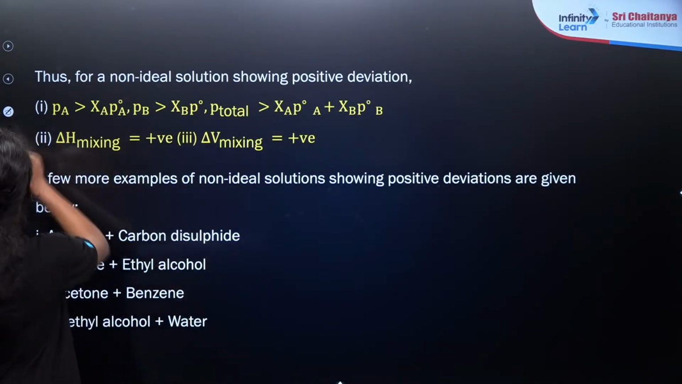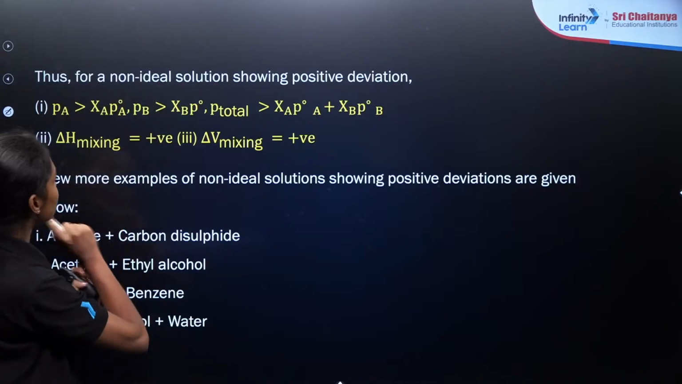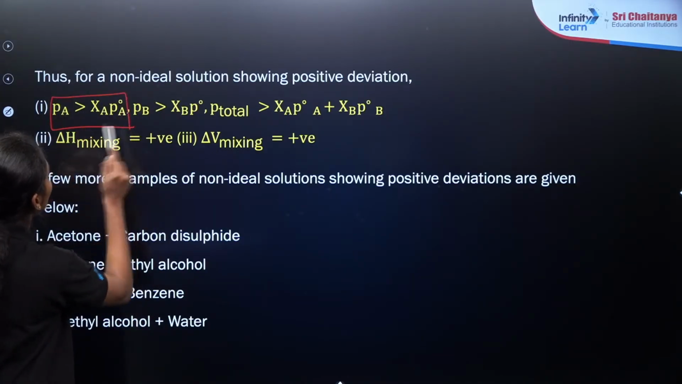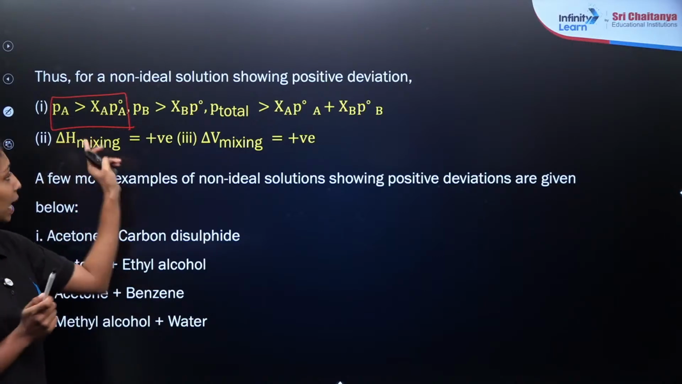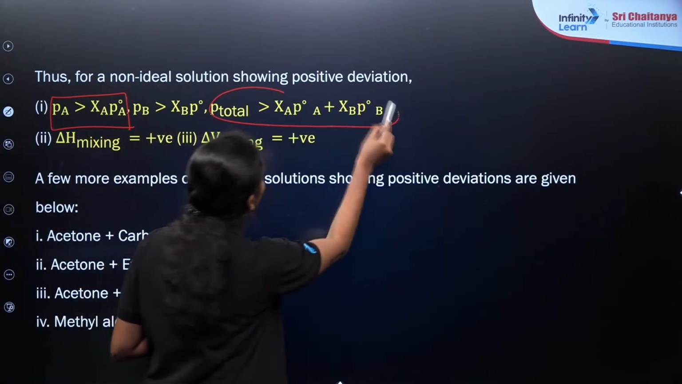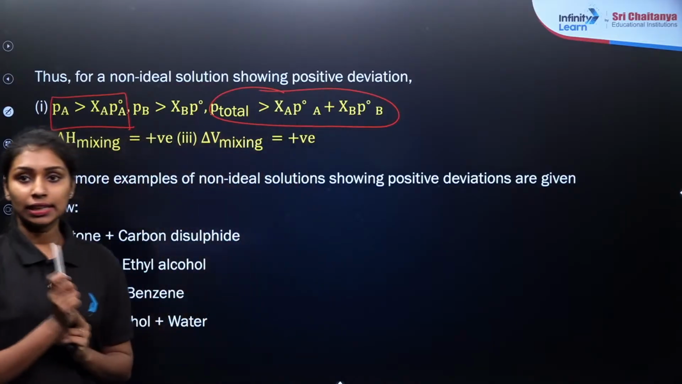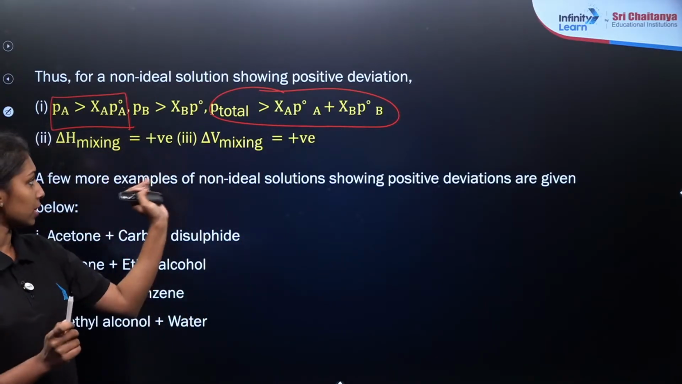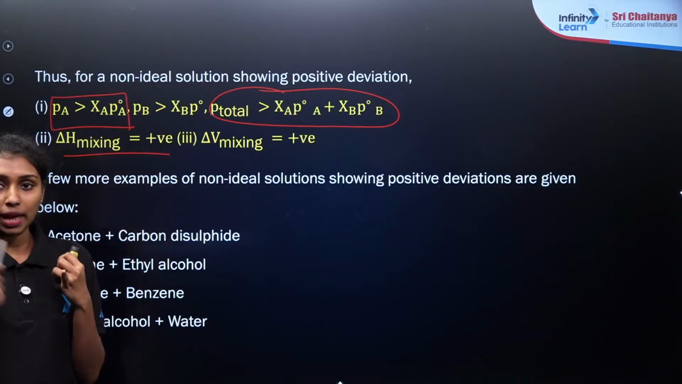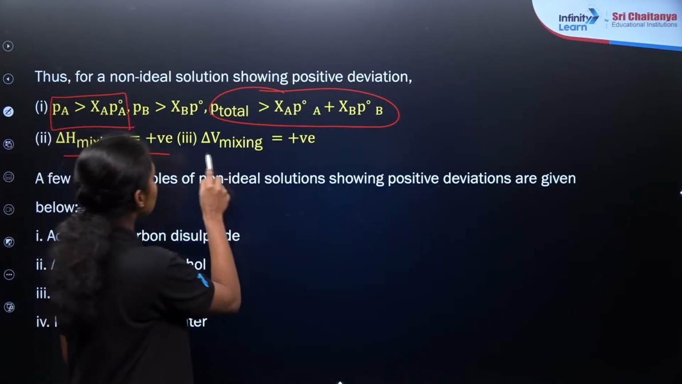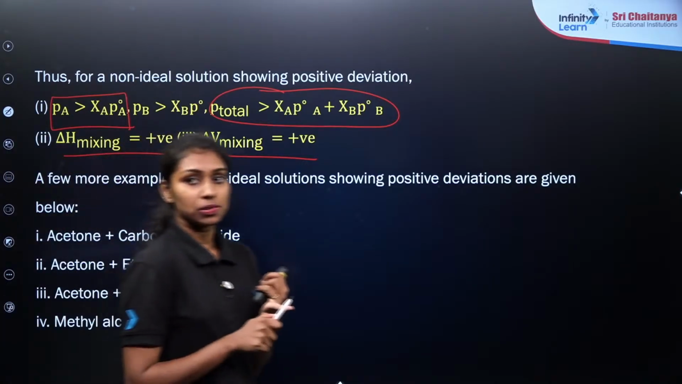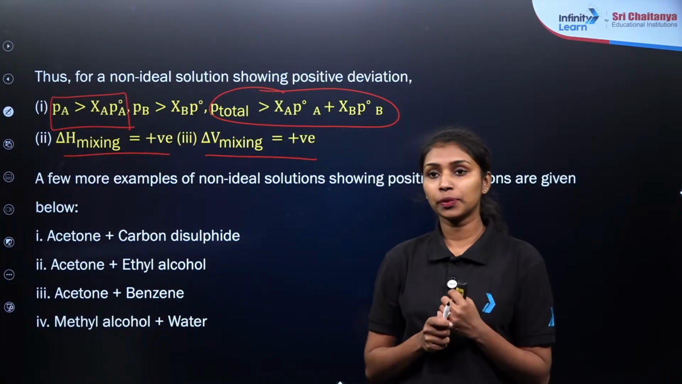Again, we need to focus on the conditions here in the case of positive deviation. As we already know, the pressure of A is greater than chi A into PA0, or P total, the vapor pressure, is always greater than the expected one, right? That is the first condition for the positive deviation. Then what will happen to the delta H mixing? It should be higher, or called positive, in the case of positive deviation. Delta H mixing as well as delta V mixing is positive, right?